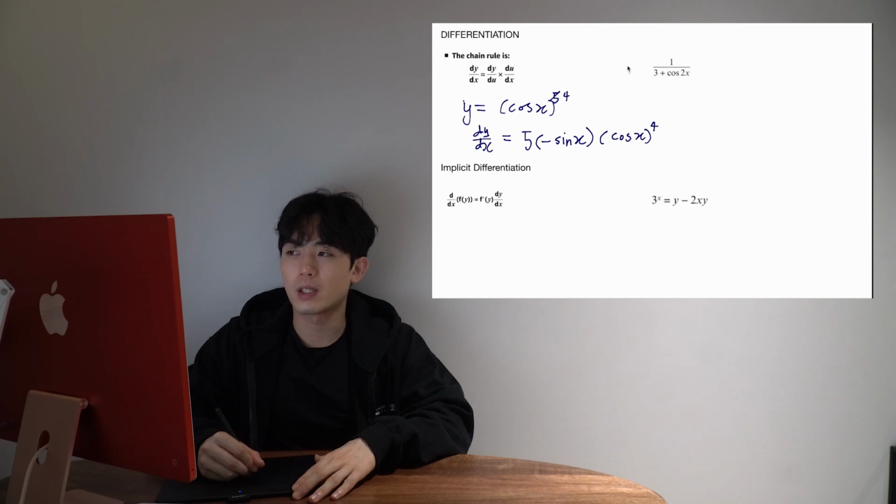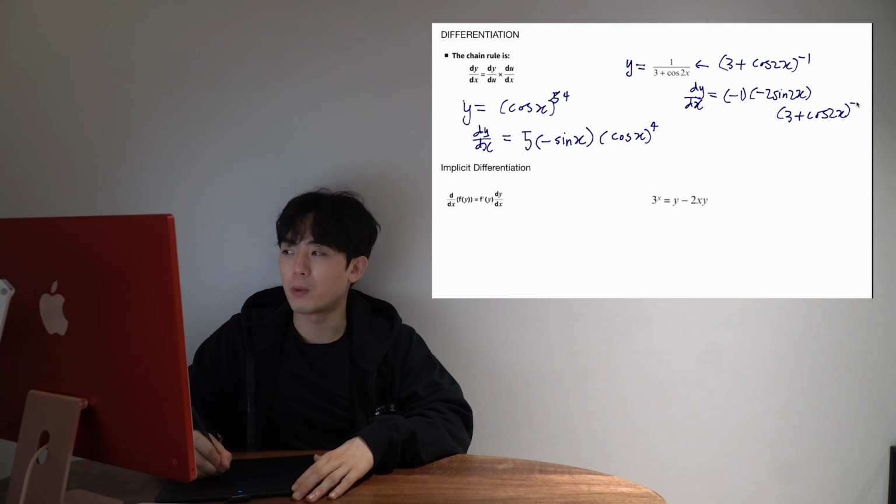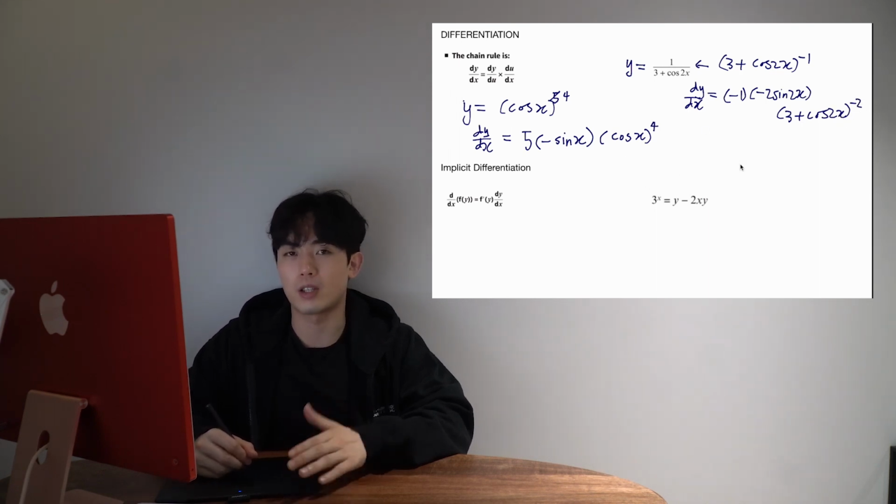Let's try this one here as well, just as a quick practice. So this is 1 over 3 plus cos 2x. I can rewrite this as 3 plus cos 2x to the power of negative 1. So when I differentiate this, again the power comes down, in this case negative 1. I rewrite this out, I differentiate this, so I get minus 2 sine 2x. And then I rewrite it all out, but I minus 1 from the power. It was minus 1, minusing 1 again will be minus 2. And obviously you can simplify this a bit, but this is basically how you apply the chain rule.